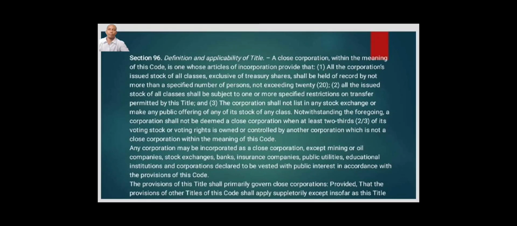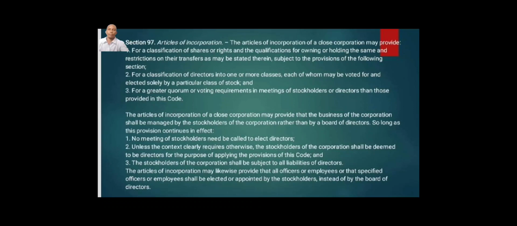Section 97. Articles of Incorporation. The articles of incorporation of a closed corporation may provide. Number 1. We cannot easily get shares or rights in a closed corporation. You need qualification and restriction on their transfers. Number 2. In a closed corporation, there is a classification of directors into one or more classes. Number 3. Quorum and voting requirements. The articles of incorporation of a closed corporation may provide for quorum and voting requirements in meetings of stockholders or directors greater than those provided in the Corporation Code.